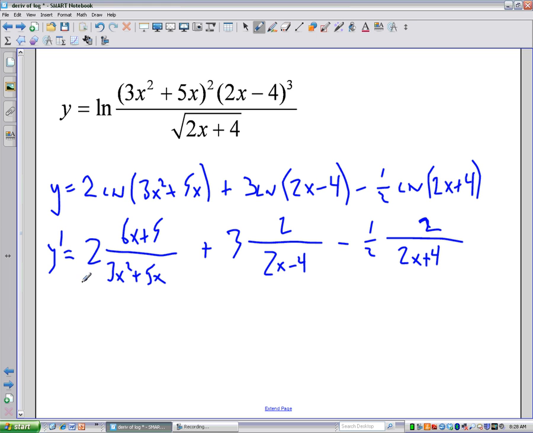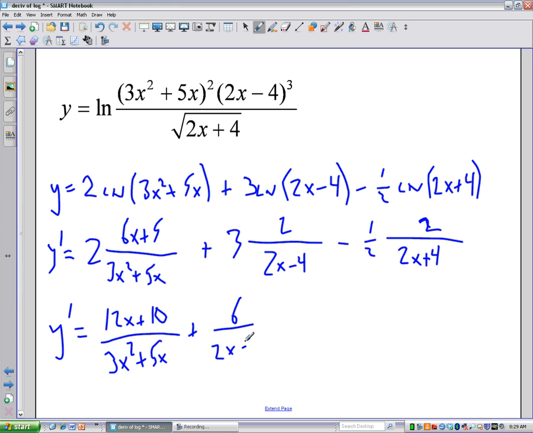Then we'd just make it simplified. I'd probably go either 2 times 6x plus 5 or 12x plus 10. I don't know which way I'd go. I guess I went that way. Doesn't make much difference, really. Plus 6 over 2x minus 4 minus 1 over 2x plus 4. Half of 2 is 1.